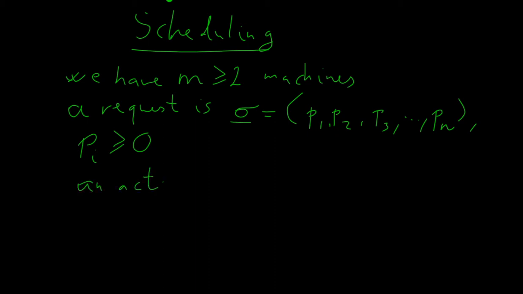And an action, basically the underlying thing is that we have to decide when a job arrives on which machine should process the input. So an action just assigns a machine to each job. An action is, say, tau i, which is either 1 or 2, and so on, or M.